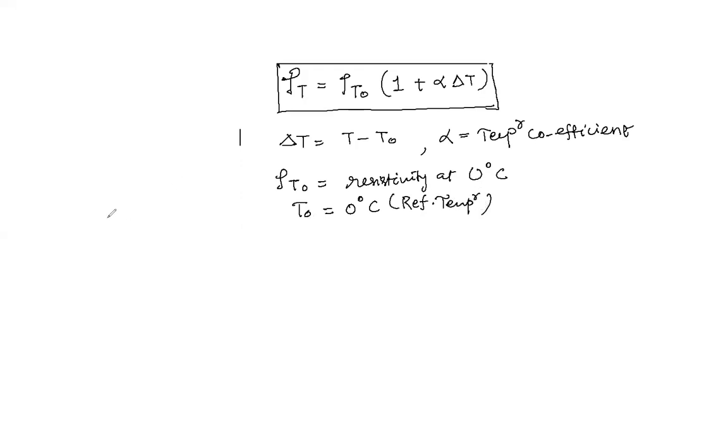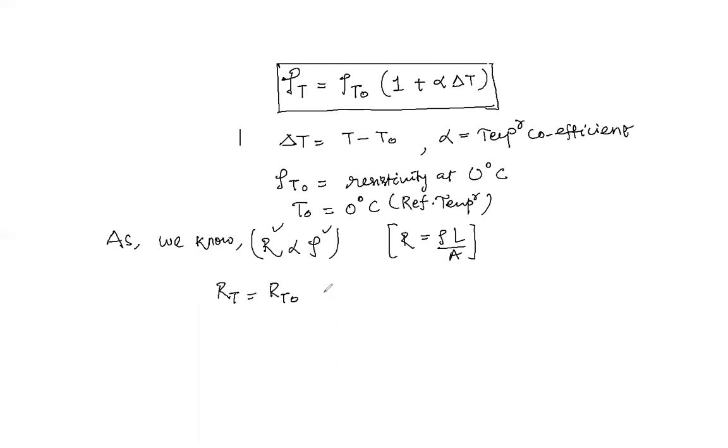Already, while we were studying Ohm's law, we know that resistance is directly proportional to rho. We have studied this relationship R equal to rho L by A. So as resistance is directly proportional to rho, the dependency of resistance on temperature is exactly the same as the way resistivity depends on temperature. So we can write RT as RT naught into 1 plus alpha del T.